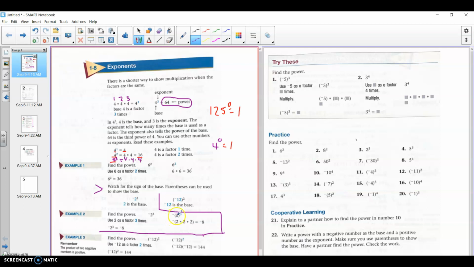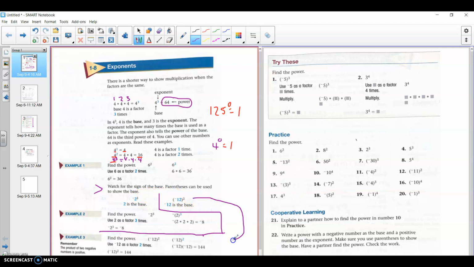So you're going to want to write the base 2 three times. 1, 2, 3. You're going to put it in parentheses and keep your negative on the outside. So when you have 2 times 2 times 2, your answer is 8. And what you're going to do now on this problem is just bring your negative over. The difference here: no parentheses. But look what happens when they do put parentheses here.